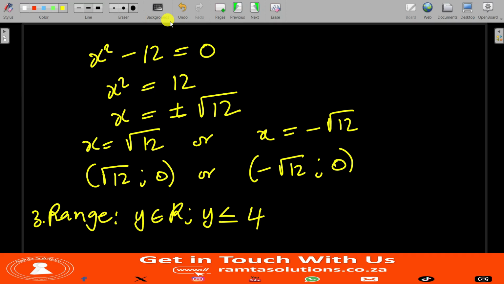So this is how you look at your quadratic functions. This is all you need to know about quadratic functions.